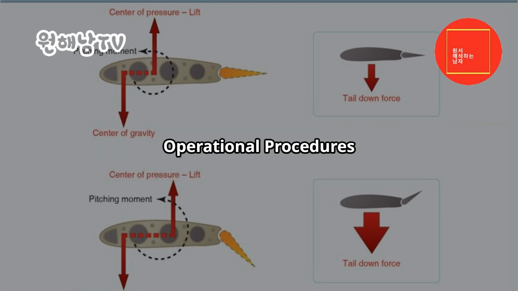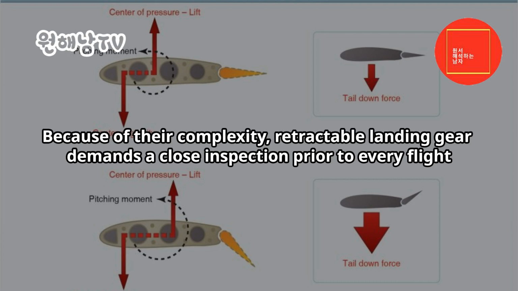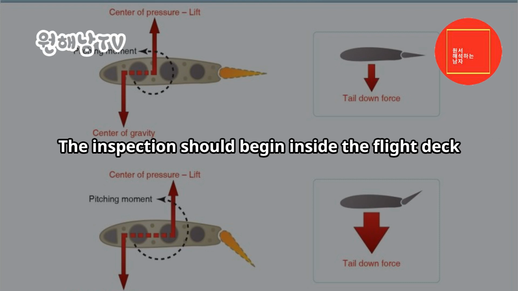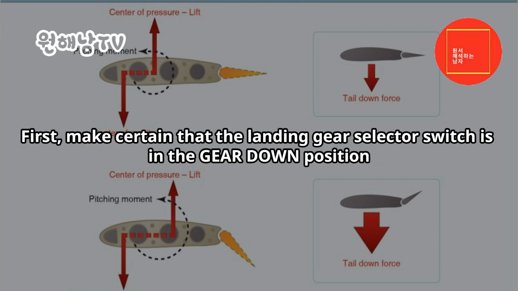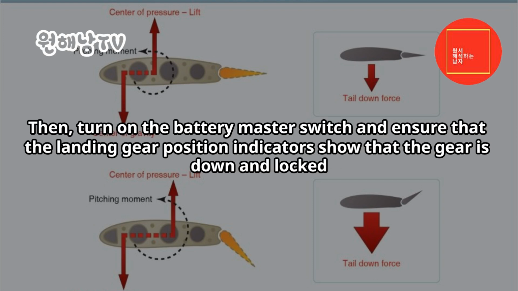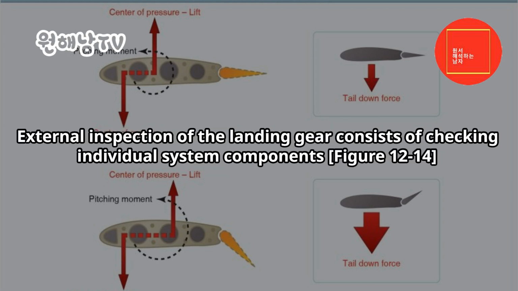Operational procedures. Pre-flight. Because of their complexity, retractable landing gear demands a close inspection prior to every flight. The inspection should begin inside the flight deck. First, make certain that the landing gear selector switch is in the gear down position. Then, turn on the battery master switch and ensure that the landing gear position indicators show that the gear is down and locked. External inspection of the landing gear consists of checking individual system components.